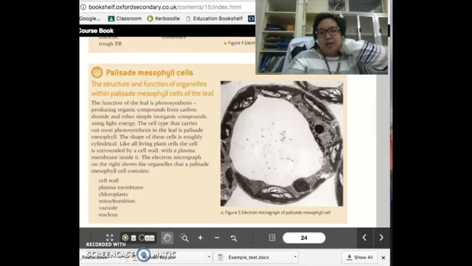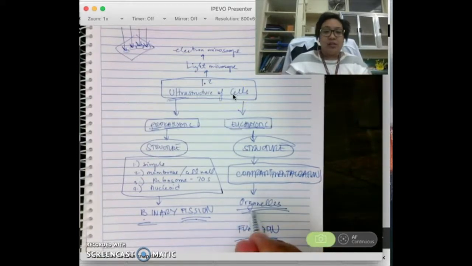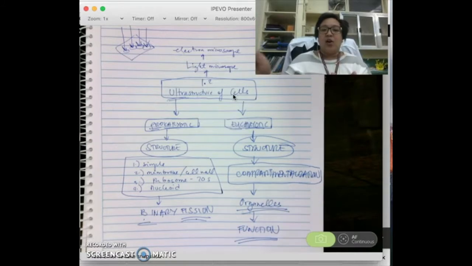Another example that is worth mentioning are your muscle cells. Your muscle cells will obviously contain large amounts of mitochondria since they need a large amount of ATP to contract. So the point here again is the presence of organelles in the cell is dependent on the function or the use or the role of that cell.